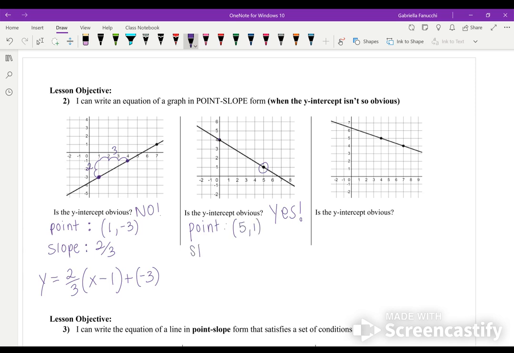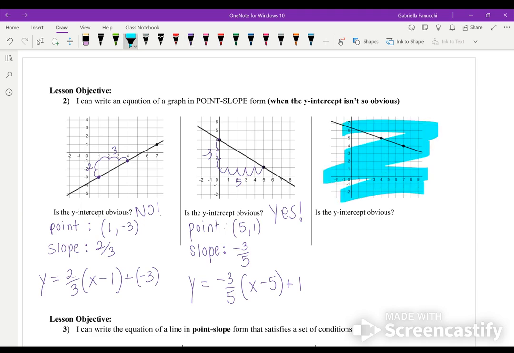Our slope, automatically you can see that this line is decreasing from left to right, so we know our slope is going to be negative. We're going to go down 1, 2, 3, and to the right 1, 2, 3, 4, 5. So our slope is negative 3 over 5. Let's write that out. Y is equal to negative 3 over 5 times x minus 5 plus 1, because it was a positive y value. All right, I want you guys to go ahead and do this one here.